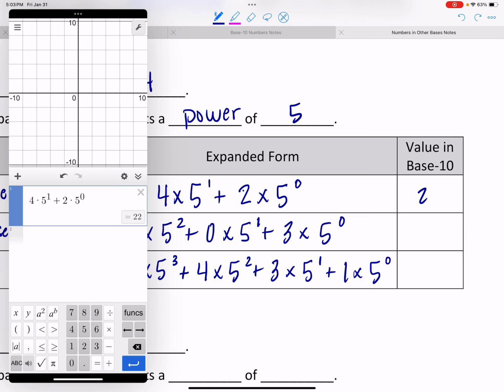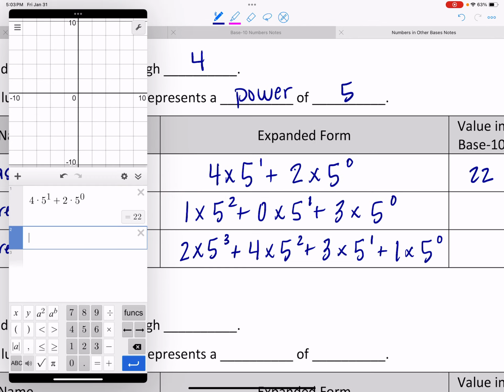So 22 goes here, and we can read that normally because that's a base 10 number. Let's go ahead and evaluate that second expanded form. We've got 1 times 5 squared. Oh, sorry, 5 cubed.